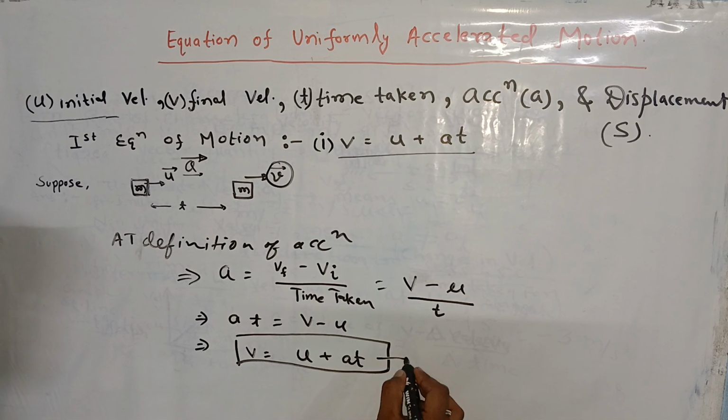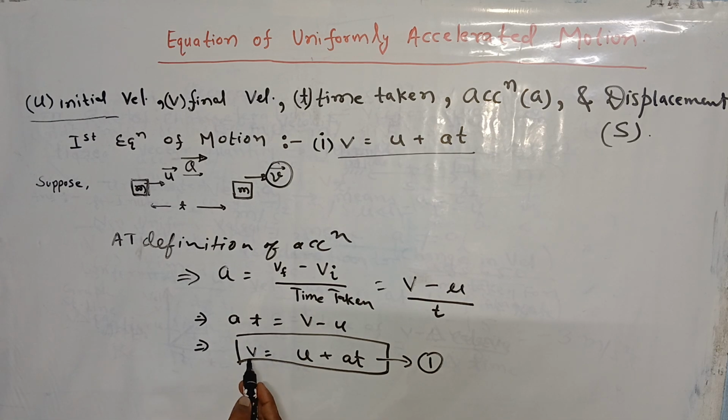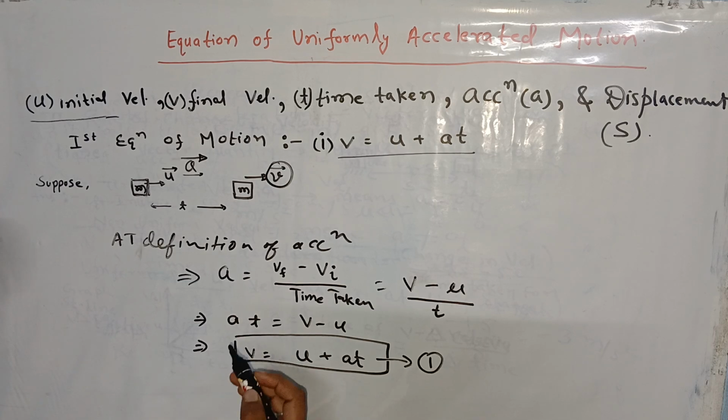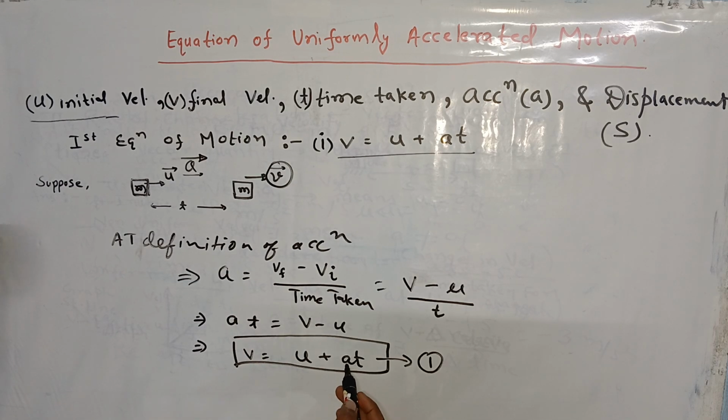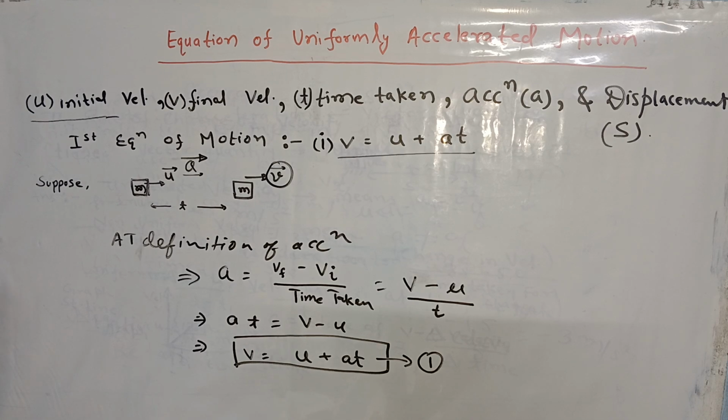This equation will be used for getting the final velocity. If an object has initial velocity u and after time t has acceleration a, the final velocity can be calculated from this equation. We will solve problems based on this equation.